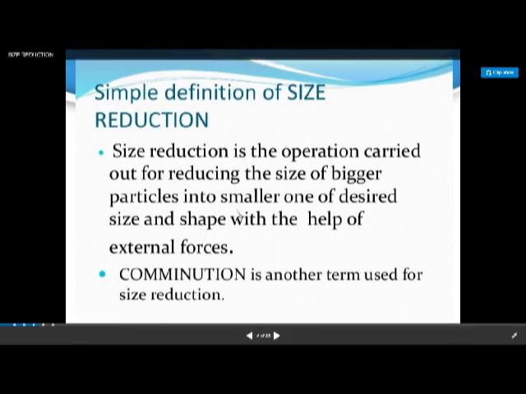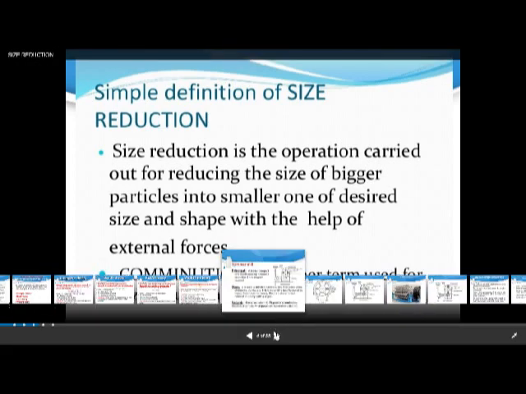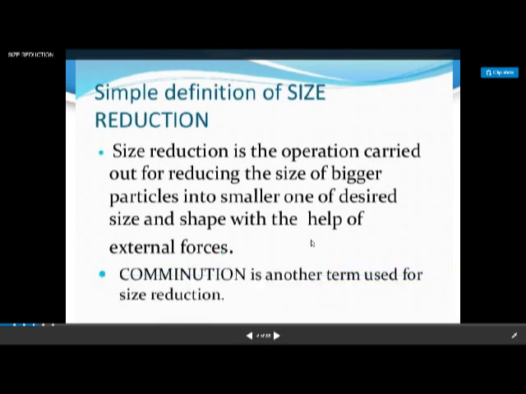Now this size reduction is also called comminution. So in the board examination or the university examination, there may be chances of being asked to define comminution, or explain any one of the mills which is used for comminution. Comminution means nothing but size reduction. So this is the definition of size reduction.